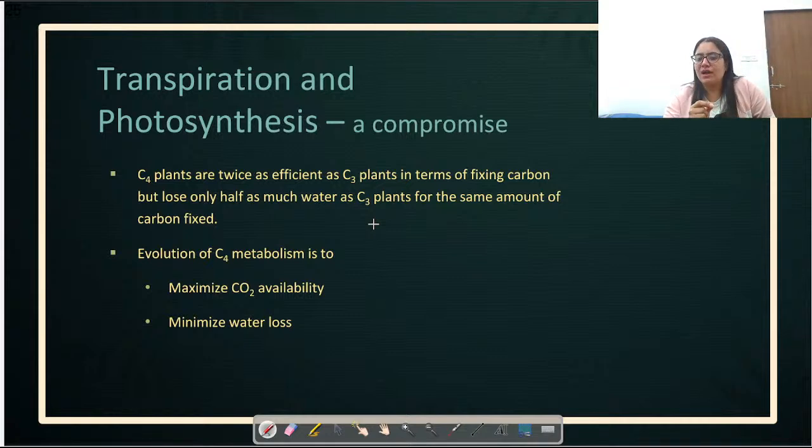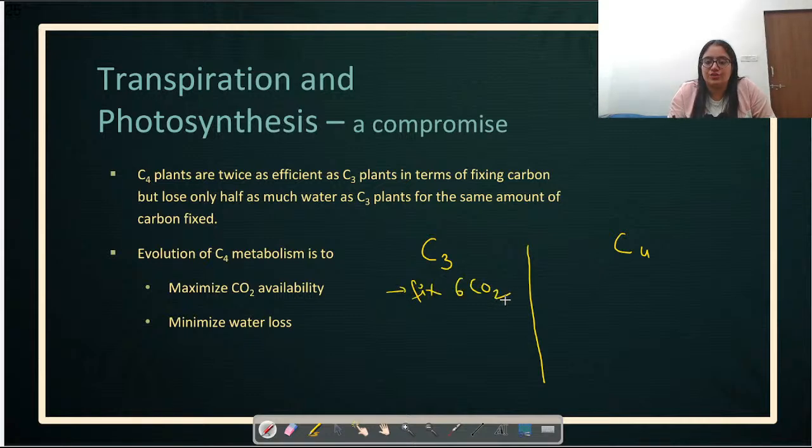C4 plants are approximately twice as efficient in fixing the available carbon dioxide in the atmosphere in comparison to the C3 plant, and they use half the amount of water that can be used by a C3 plant in order to fix the same number of CO2. How to understand this line? So for example, this is a C3 plant and this is a C4 plant. Let me draw this again. Now this C3 plant is fixing 6 CO2 molecules to produce a glucose molecule. 6 CO2 molecules are required to produce one glucose molecule. Now, in order to fix these 6 CO2 molecules, it uses some X amount of water.